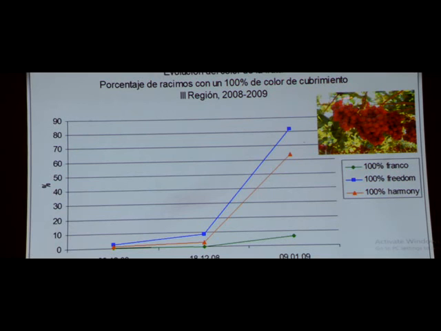Get color before. So what does it indicate? Can you say that the percentage of clusters with 1% of covering of color, full color in the clusters.